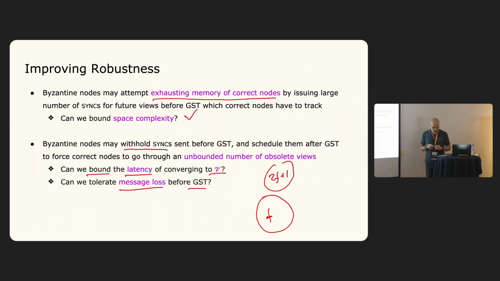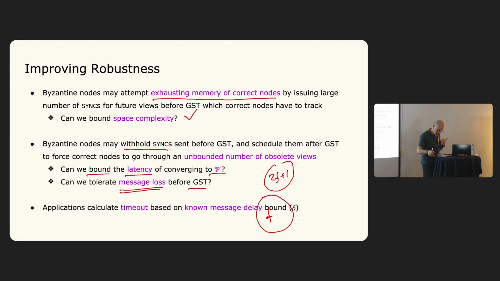Okay, so this is another assumption that we want to support. Naturally, that makes the algorithm much more robust. The previous algorithm that I showed to you does not tolerate message loss before GST. So the messages must be reliable at all times. Okay, so these things are nice to have.